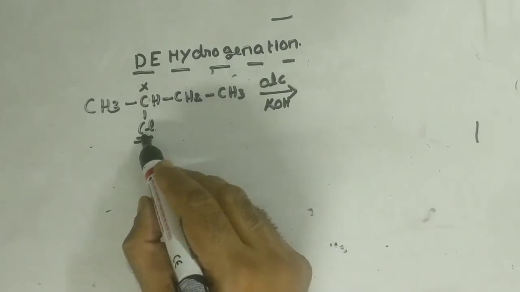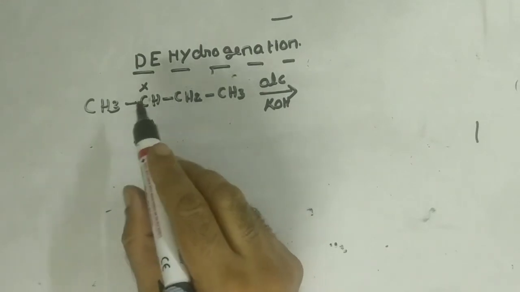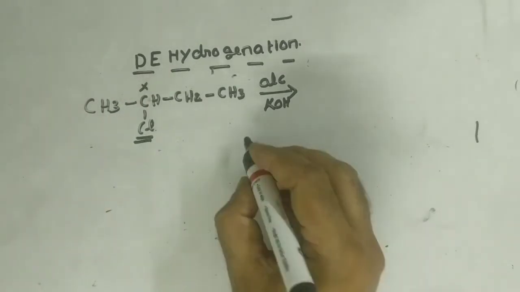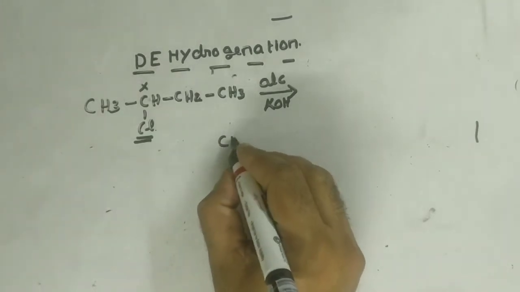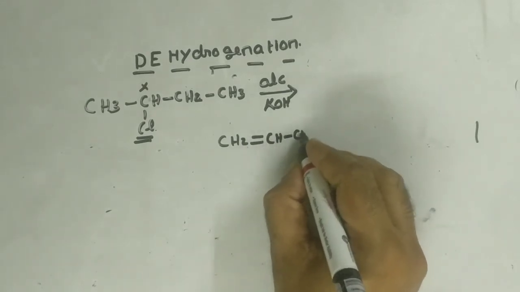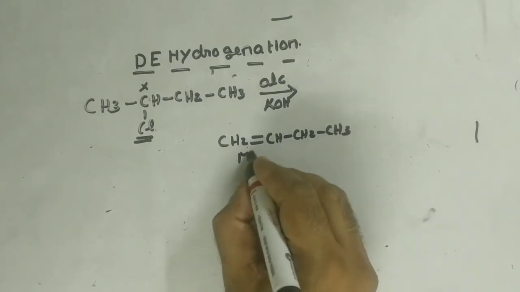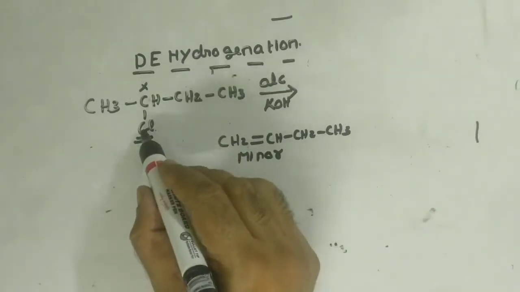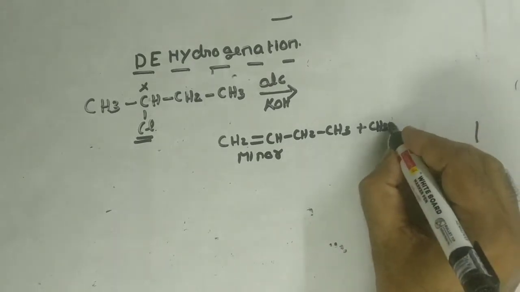So Cl will go from here, H will go from here, and you will have a double bond over here. Cl and H can also get eliminated from the other side, but that will be a minor product. So you're going to get 2 products. If Cl and H are removed from this carbon, you will get a double bond between the first and the second carbon. You will get the minor product, that is but-1-ene, since it doesn't obey the Saytzeff rule. Mainly Cl and H will go from here, and the main product that we get is nothing but but-2-ene.